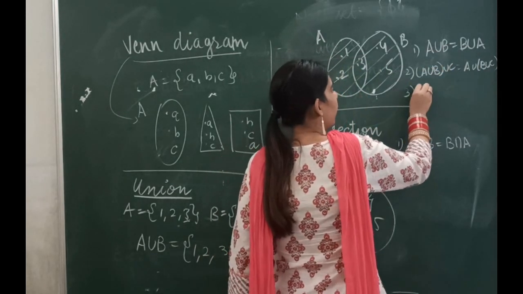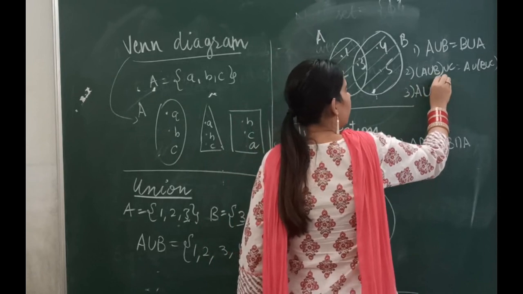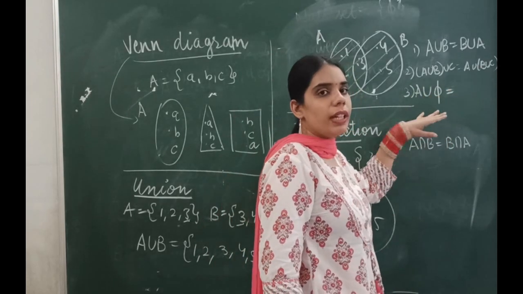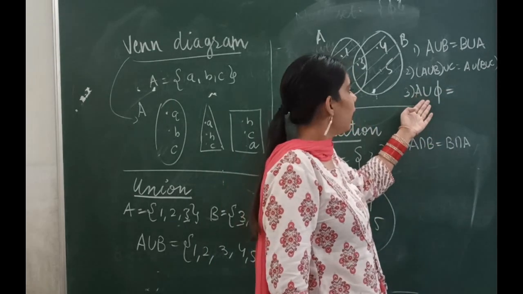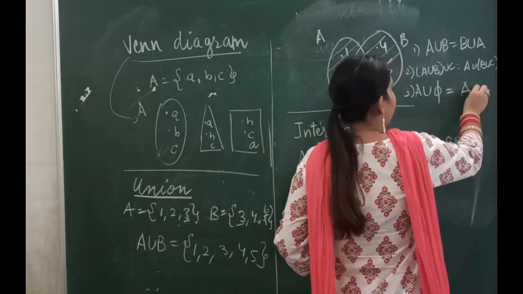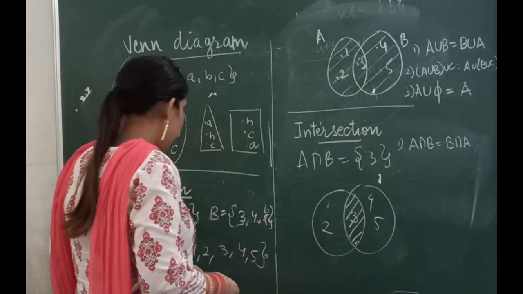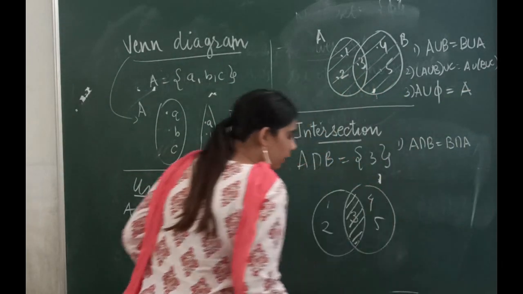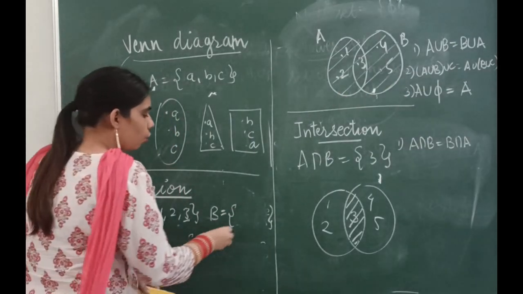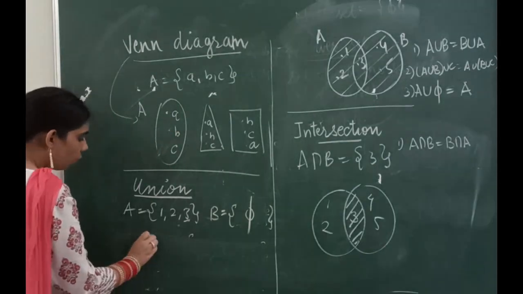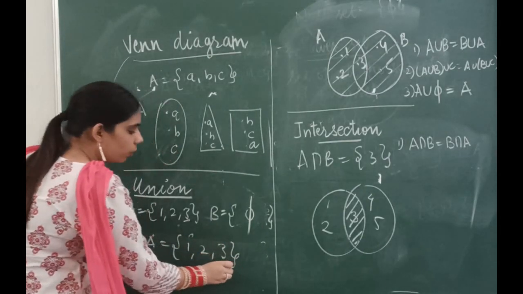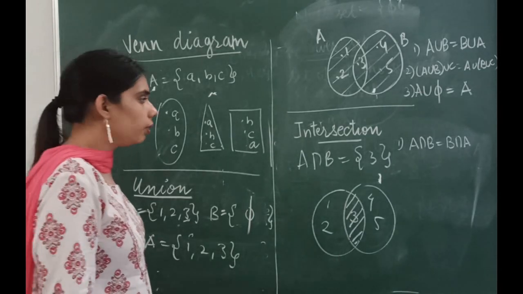Third, A union null set. Null set is a set जिसमें कोई एलिमेंट ही नहीं होता. अगर मैं A का यूनियन null set के साथ लूंगी तो obviously A ही आएगा. If I am saying that here there is no element, it's a null set. So what will be A? 1, 2 and 3 only. Understood?